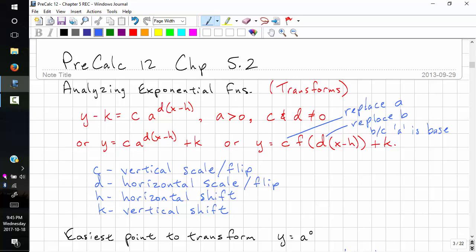Okay, so C is now vertical scale and flip, D is horizontal scale and flip, H is horizontal shift, K is vertical shift. And we're still using (x, y) goes to (x over d plus h, cy plus k). Okay, this is the pre-image, this is the image.